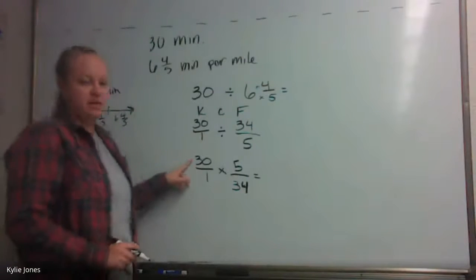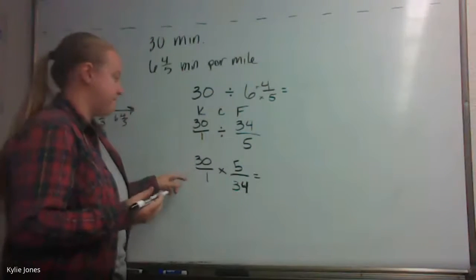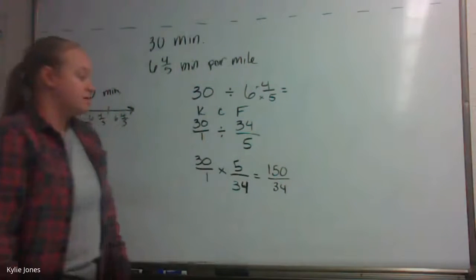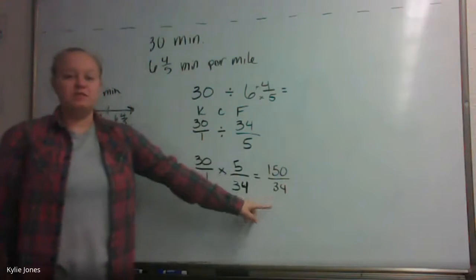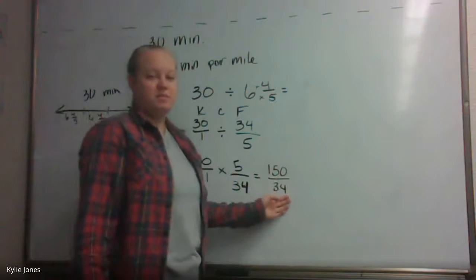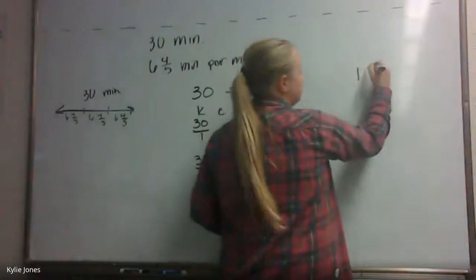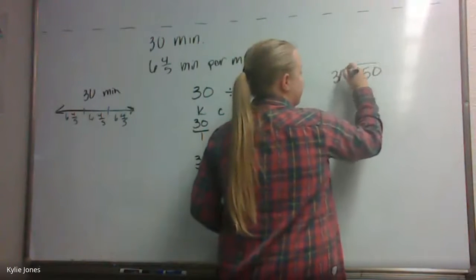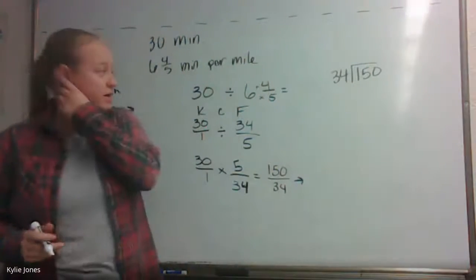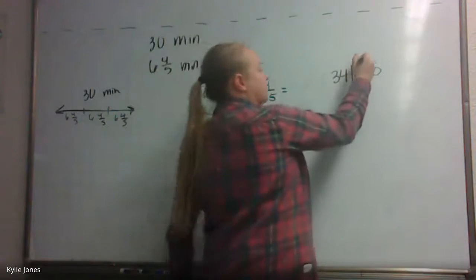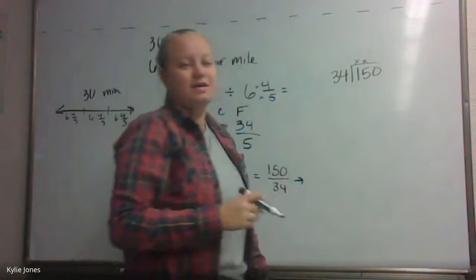Okay, does anybody have 30 times 5? 150 over 34. Good, 150 over 34. So again, we have an improper fraction, so we're not done. How do I change this from an improper fraction to a mixed number? You have to divide it. Yeah, we have to divide 150 divided by 34. I don't actually know this one off the top of my head. I can do the other ones usually, but not this one. 34 does not go into 1 or 15. How many times does it go into 150?